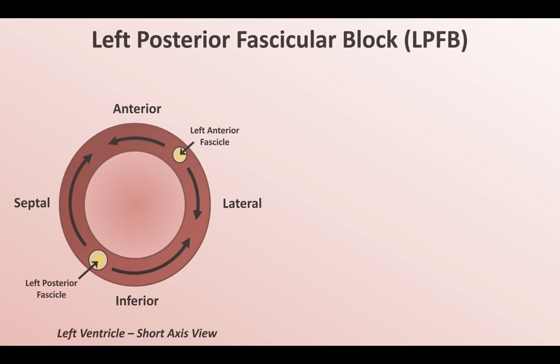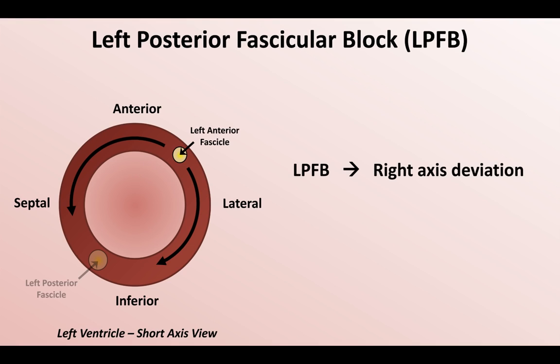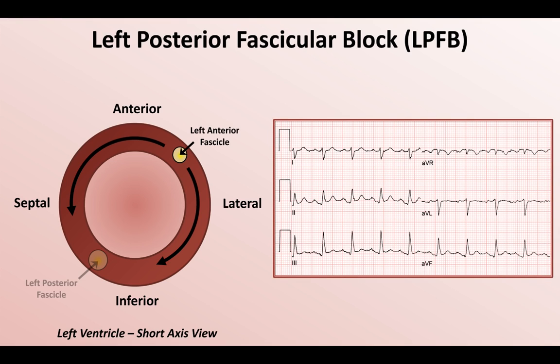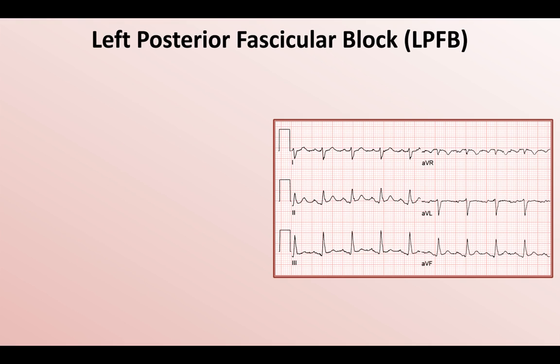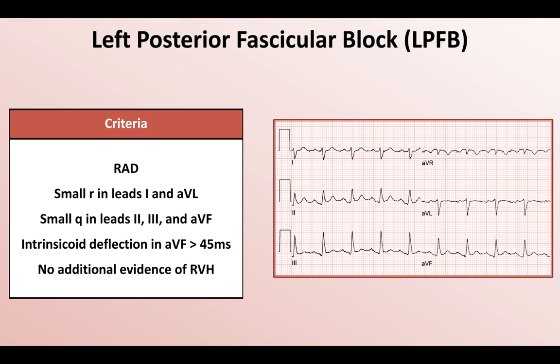In left posterior fascicular block, which is much less common, the left ventricular myocardium is depolarized solely from an anterolateral direction, which results in a right axis deviation. Here is an example. Specific diagnostic criteria are largely the converse of those for left anterior fascicular block. There should be right axis deviation, small R wave in leads 1 and AVL, small Q in 2, 3, and AVF, and intrinsicoid deflection in AVF greater than 45 milliseconds.